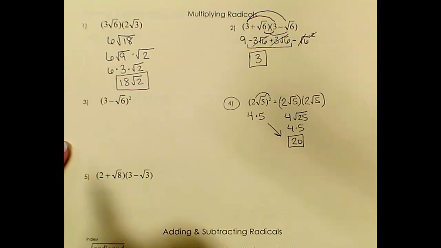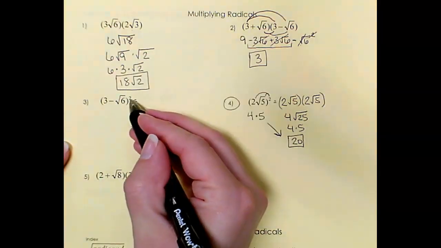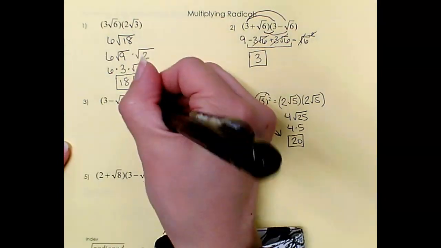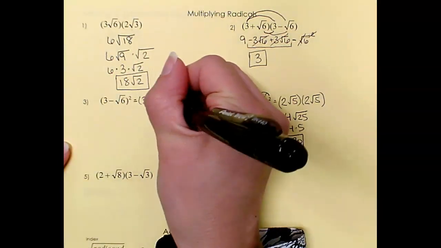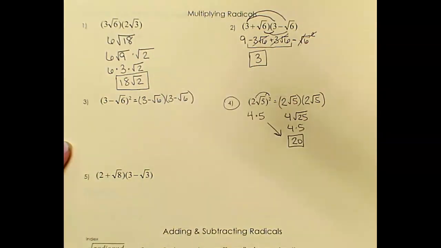Let's look at number 3. Because you're squaring a binomial, you want to write the binomial 2 times. Very similar to our last problem, just we have a sign that's different here. So take a moment to FOIL your problem and try to simplify and get your final answer. Pause your video.